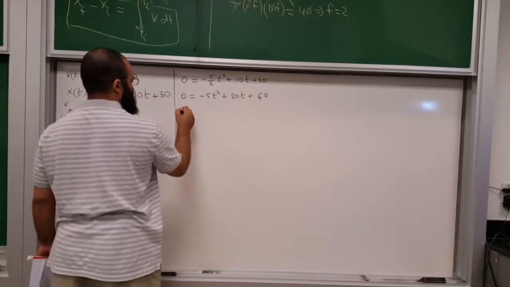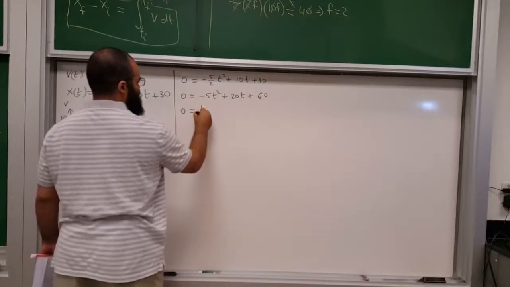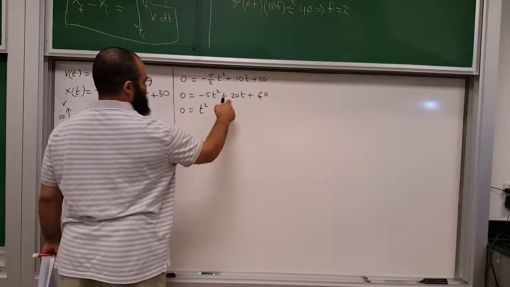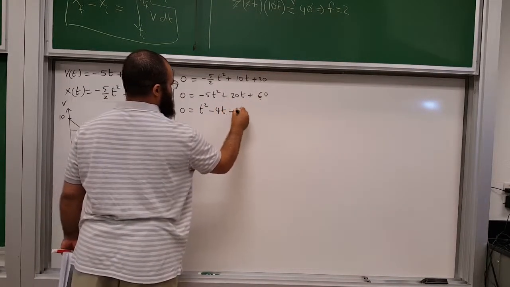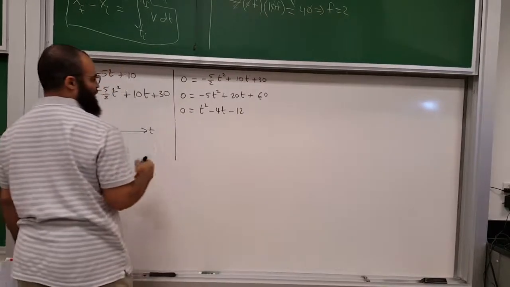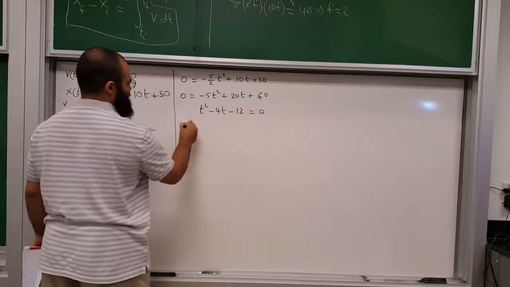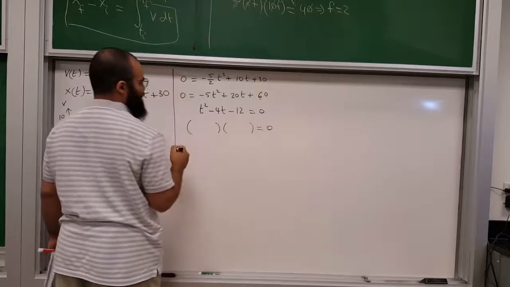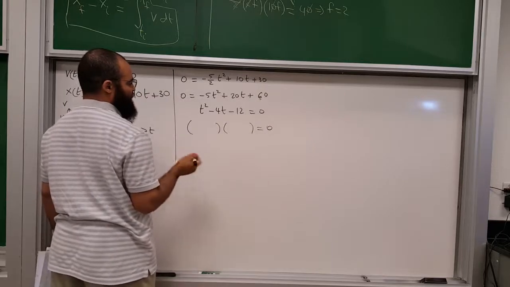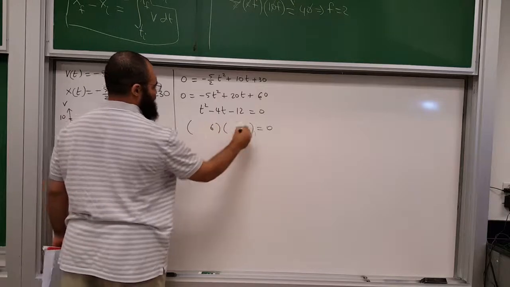So 0 over negative 5 is still 0. And this becomes t squared. If you divide by negative 5 here, you get minus 4t. Divide by negative 5 here, you get minus 12. And so you have, let me move the 0 to the other side, equal to 0. And we can solve this by just factoring. I want two numbers whose product is minus 12. And when you add them, you get minus 4. That's 6 and 2.